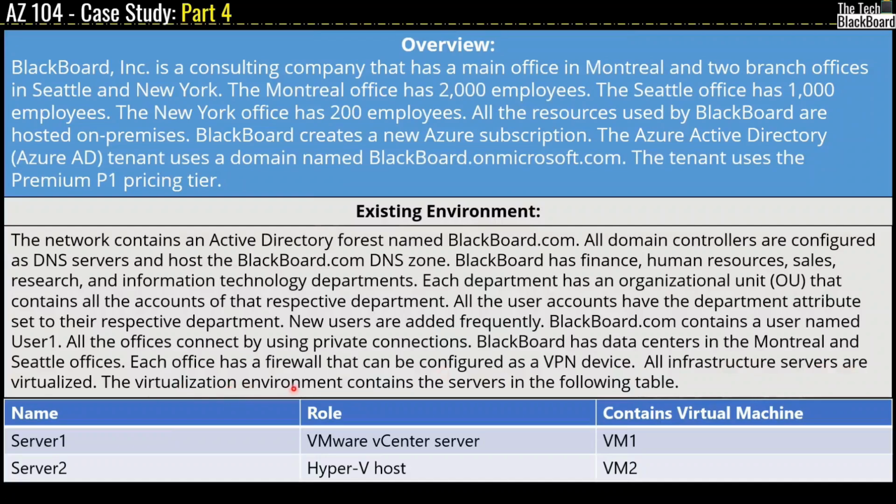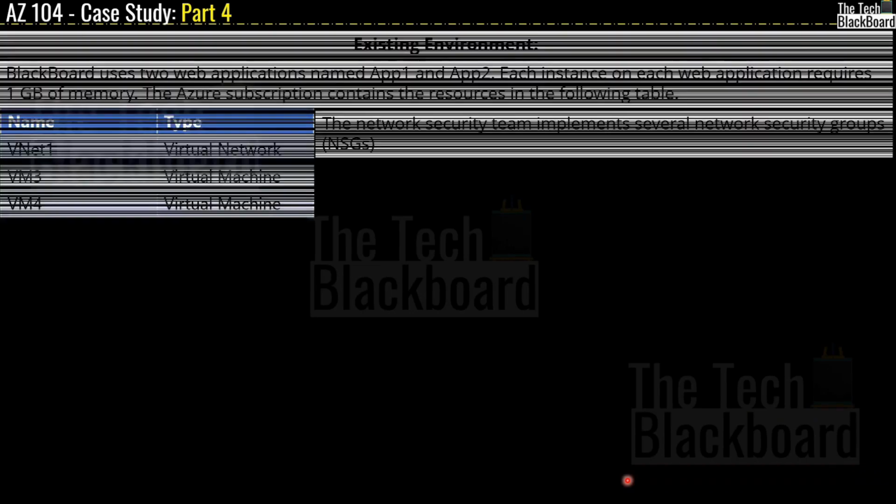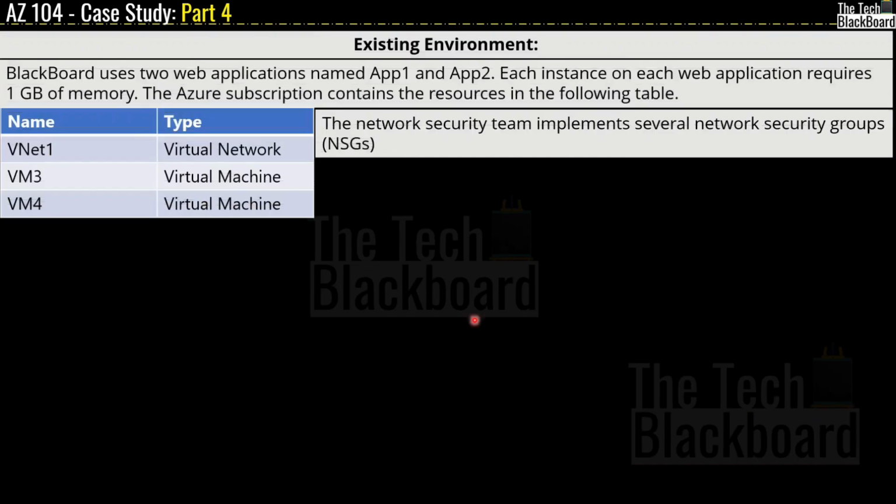The virtualization environment contains the servers in the following table. Here we can see that we have two servers, server 1 and server 2. Server 1 is a VMware vCenter server and server 2 is a Hyper-V host. We can also see that server 1 contains virtual machine 1 and server 2 contains virtual machine 2. Now let's move ahead and see some more information on the existing environment.